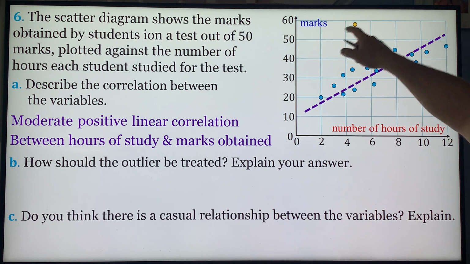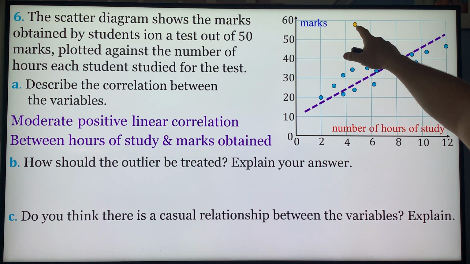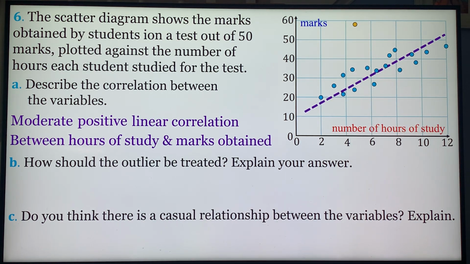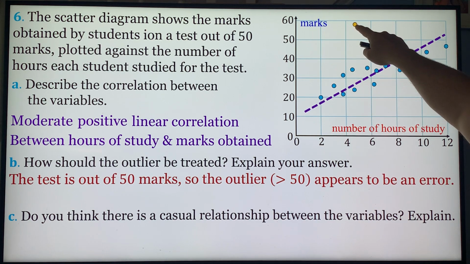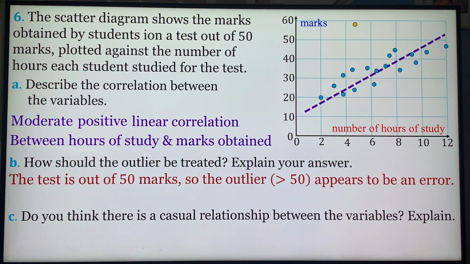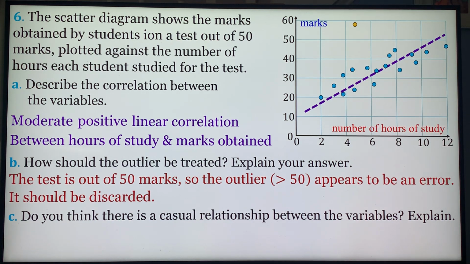How should this outlier, this little guy up here, be treated? Someone only studied 4 hours and they got above a 50? The test is out of 50 marks. So you really can't get above a 50, can you? So it's probably an error. The teacher messed up. It was probably closer to like 27 or maybe even 37. So they messed up their number. So what should we do with the outlier? Throw it out. Just discard it. So you'll take this away, and when you actually find your graph, you're going to use every point but this one. You'll delete that data.